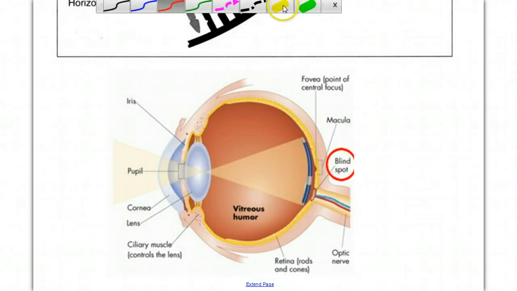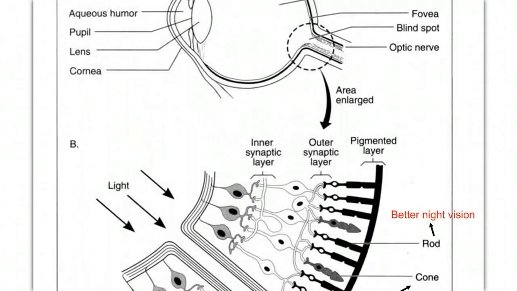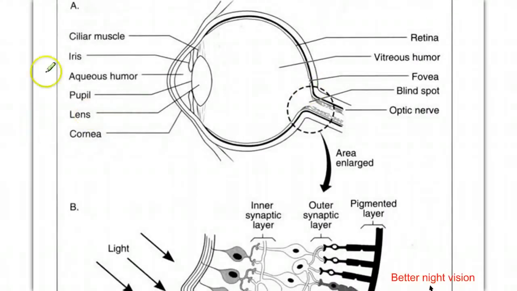A couple other things we want to point out here. The fovea centralis, or the fovea, is the center of our visual field. And looking at this diagram may be a little cleaner, the fovea. And it's here that we have our highest concentration of cones and we have the sharpest image.